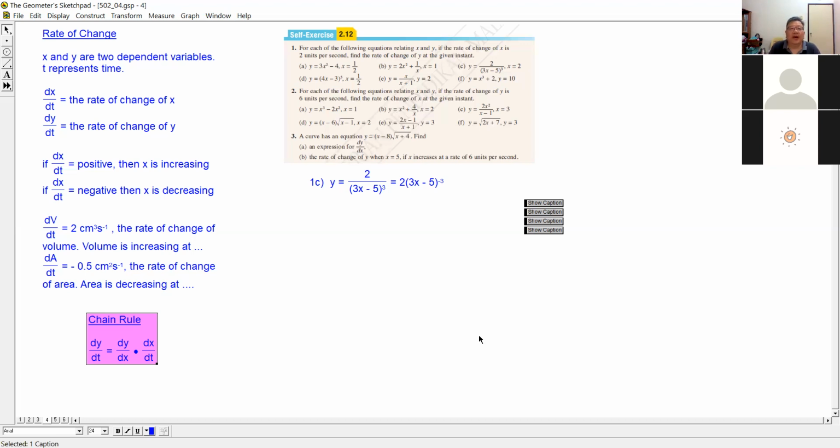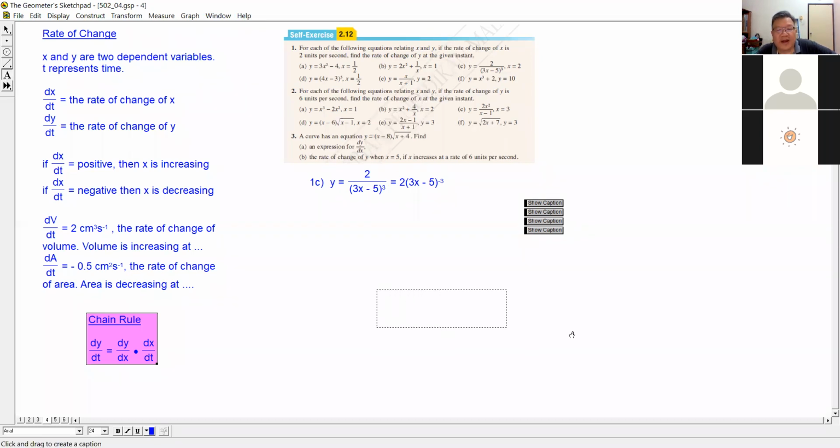Now, I'm going to show you two examples, one involving a positive rate, another involving a negative rate. Then I explain and show you. So the question I've chosen is number 1C. Okay, so we read the question. For each of the following equations relating x and y, the rate of change of x is 2 units per second. Find the rate of change of y at the given instant.